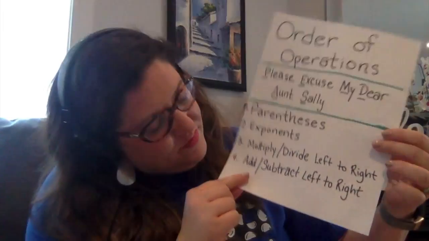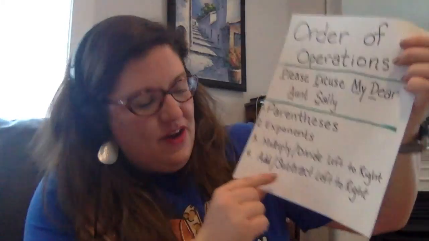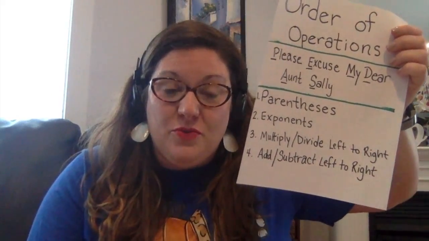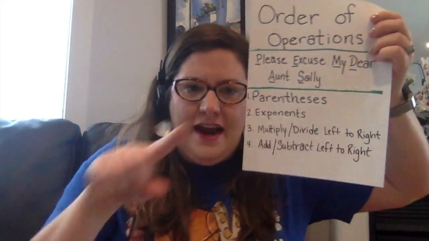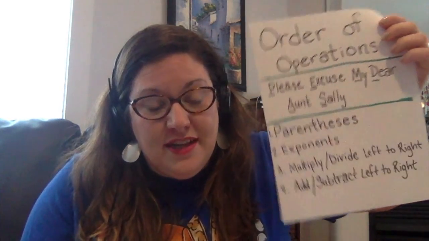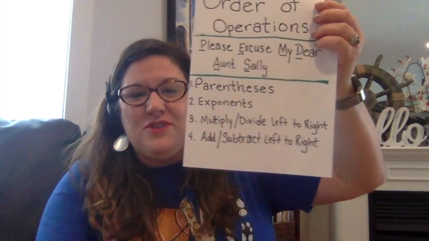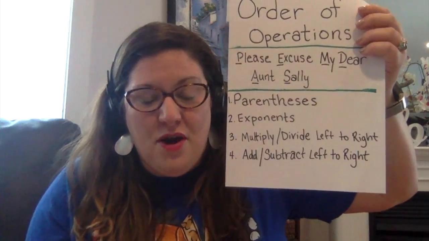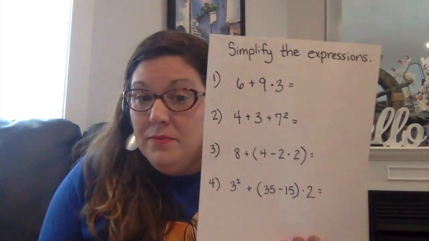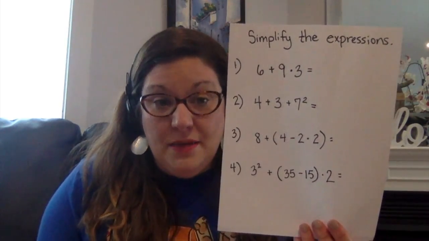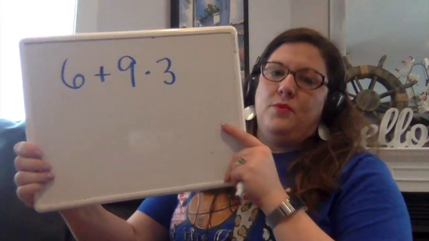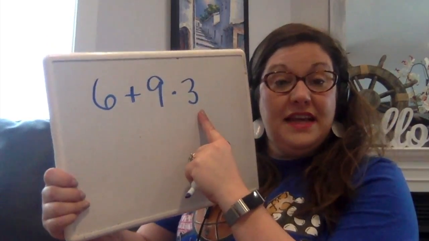Fourth, we are going to add or subtract, again, from left to right. And I'm not sure if this is mirroring or how, but I think you know which is left and which is right. So we're going to add or subtract from left to right across the problem. So I've got just a few examples that I'm going to work with you. Actually, 4 problems. Our directions here are to simplify the expressions. So let's take a look at the first problem here on a whiteboard. Let's go through our steps.